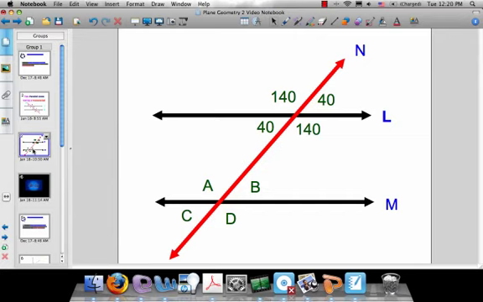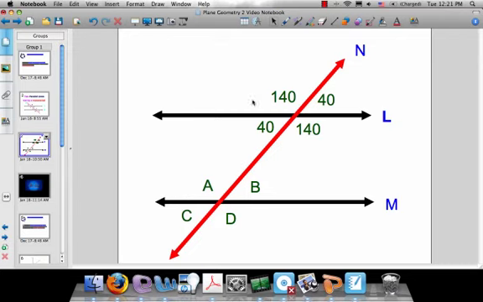By definition, corresponding angles are angles in the exact same spot, the same place, but on 2 different lines. Notice I have 2 different lines, and when I talk about the 2 different lines, I'm talking about the parallel lines. I've got line L and line M. Now, 140 degrees is up here, and it's in the exact same spot as angle A down here at the bottom.